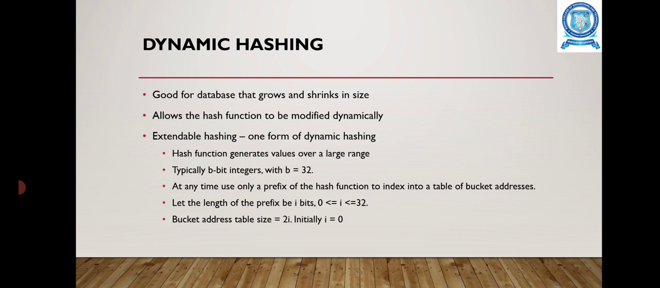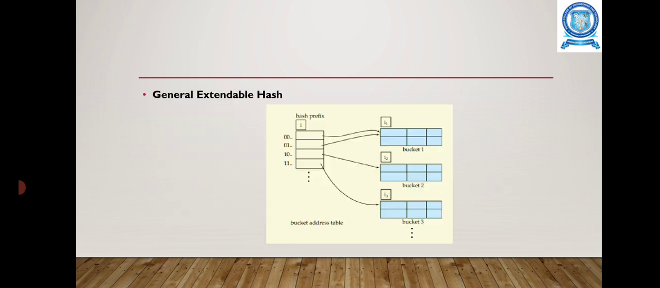Let the length of the prefix be i bits, where 0 is less than or equal to i, which is less than or equal to 32. That means between 0 and 32. The bucket address table size is equal to 2^i. Initially i value is 0. The value of i grows and the bucket address table may point to the same bucket. Thus the actual number of buckets is less than 2^i. The number of buckets also changes dynamically due to coalescing and splitting of buckets. This is a general extendable hash structure.